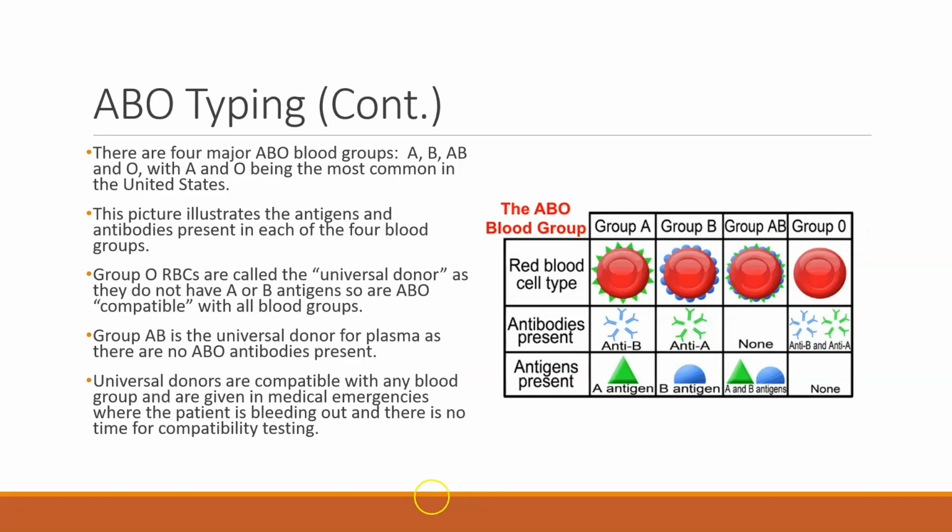Universal donors are compatible with any blood group and are given in medical emergencies where the patient is bleeding out and there is no time for compatibility testing. So what I like to do is give my 2 Group O negative units out the door, and they put a patient's blood sample in my hand so that while they're infusing those units, I can determine the patient's blood group and give ABO compatible.